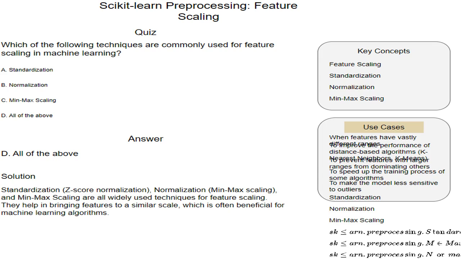Implementation. Scikit-learn provides a variety of tools for feature scaling. Some commonly used classes include sklearn.preprocessing.StandardScaler. This class implements standardization, scaling features to have a mean of 0 and a standard deviation of 1. sklearn.preprocessing.MinMaxScaler. This class implements min-max scaling, scaling features to a range between 0 and 1. sklearn.preprocessing.Normalizer. This class implements normalization, scaling features to have a unit norm.